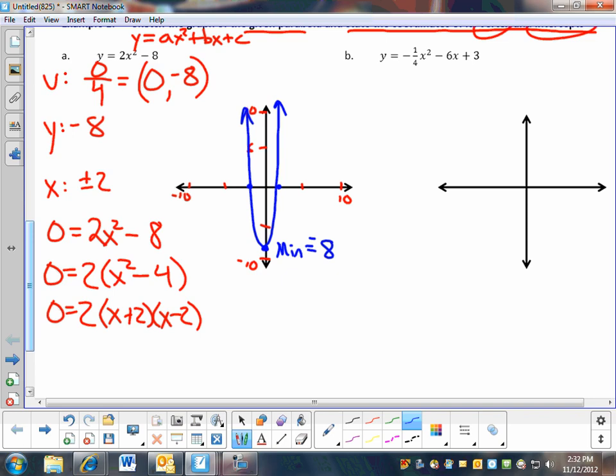y equals -1/4 x squared minus 6x plus 3. What does the negative in front do? Flip it upside down. What does the 1/4 do? Yep, a vertical shrink by a factor of 1/4. So we know this is going to be a little bit wider. Okay, that's okay. So let's figure it out. We got a vertex. How do I figure out the vertex?